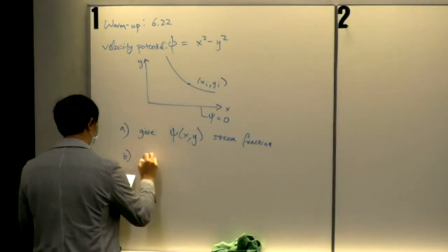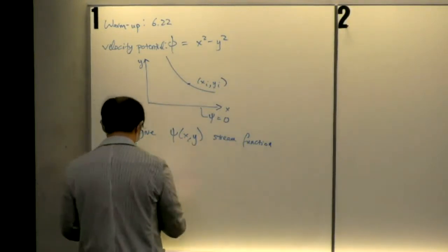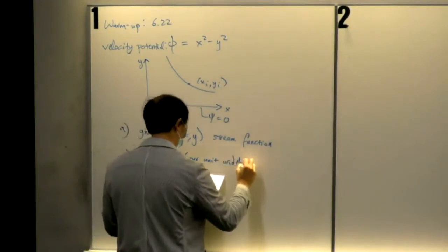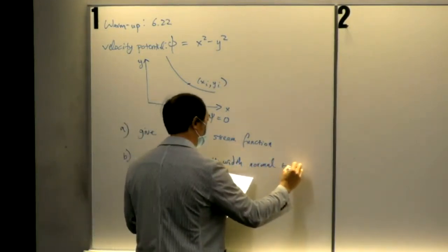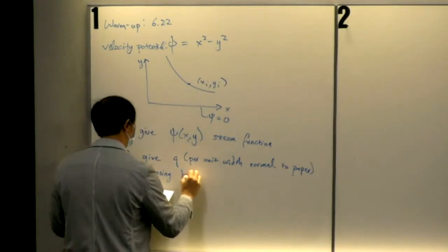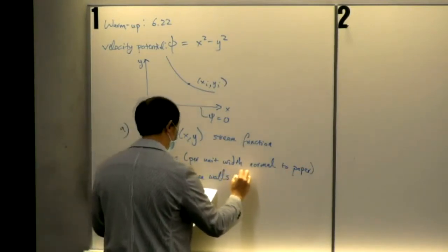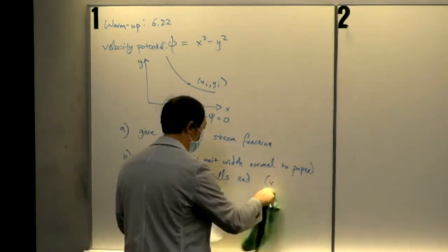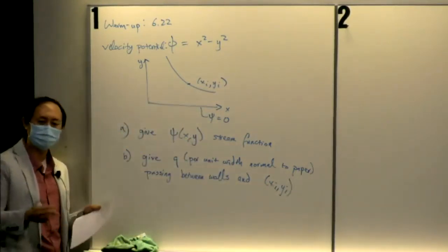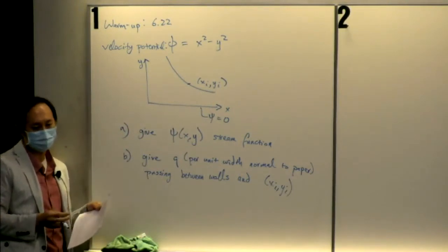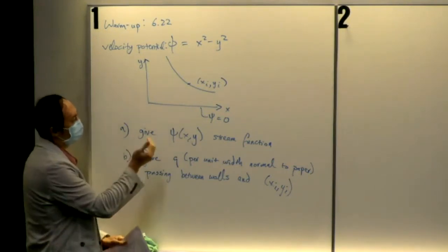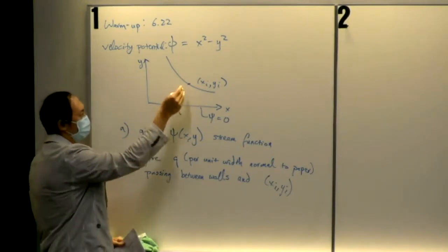And B, give Q, unit width, normal to paper. All right, next one is give the flow rate. Because this is planar flow, any flow rates are going to have the units of, instead of liters per second, liters per meter per second, because it's going to be per unit depth into the page.